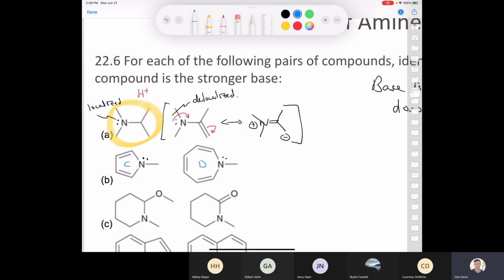Because the lone pair in C is required for aromaticity, whereas this lone pair is not participating in aromaticity, is it? You have 4n plus 2, or n equals 1. So if that lone pair doesn't participate in aromaticity, then you have a Huckel number of electrons like that. Anyhow, so we'll just go with this one here.